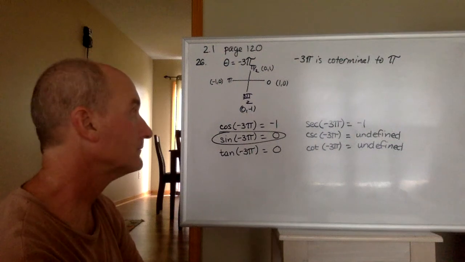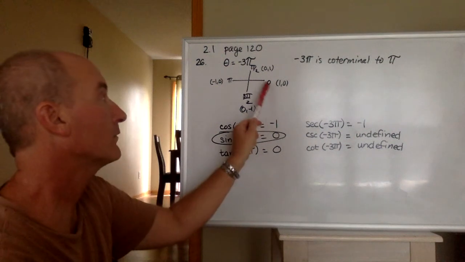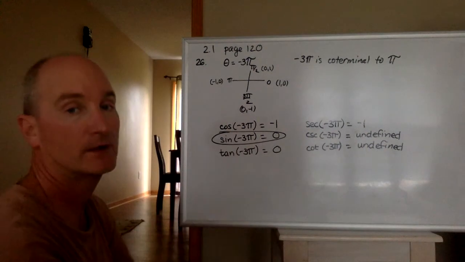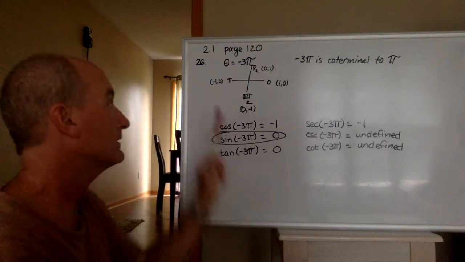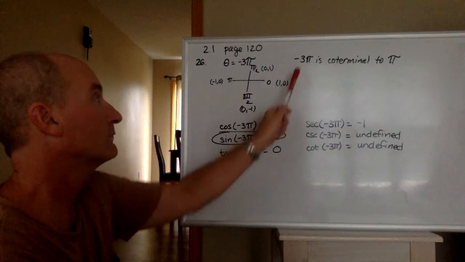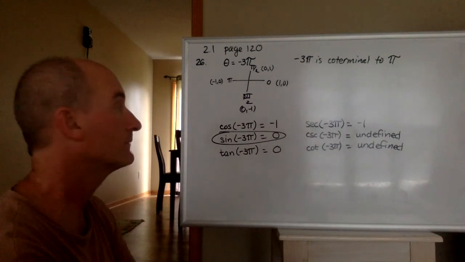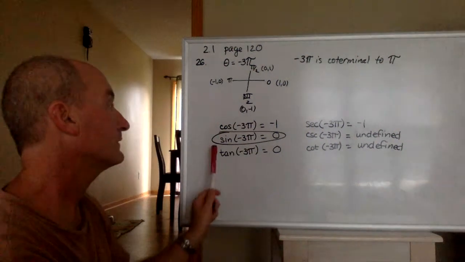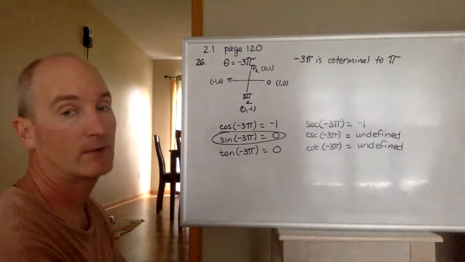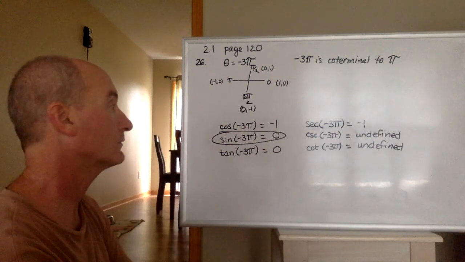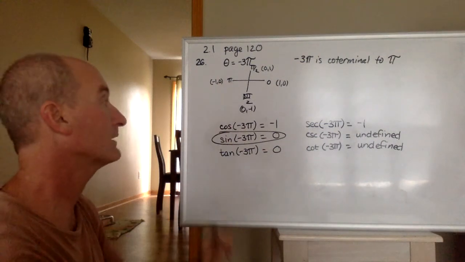counterclockwise direction. And the coordinates for 0 radians, pi over 2 radians, pi radians, and 3 pi over 2 radians are listed. And here is pi radians, again, which is coterminal to negative 3 pi radians, and that was the given angle. The question asked for just the sine of negative 3 pi radians, which is 0, which is the y-coordinate value on that unit circle, corresponding to pi radians.